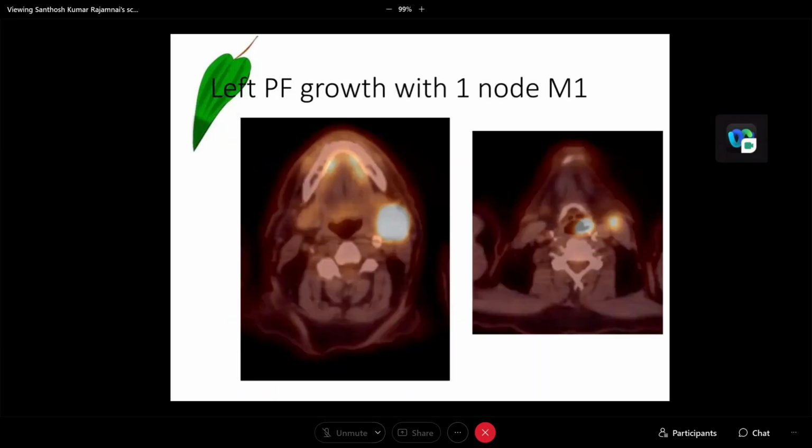Another thing, piriform fossa growth. You can see the bright signal in the piriform fossa, and you can see the bright signal in the metastasis.